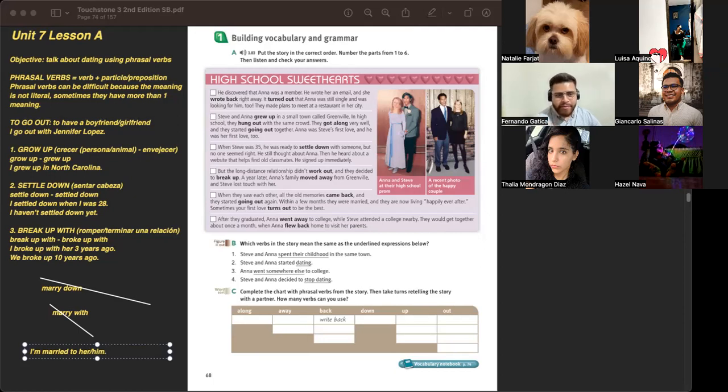All right, Natalie? Mr. Gatica, so we can say, for example, do you want to marry with me? It is incorrect. We have to say, do you want to marry me? Ah, you can say that. Do you want to marry me? Yeah. Marry, in ese caso, me. Yeah, exactly. O sea, nunca va con with. Never.